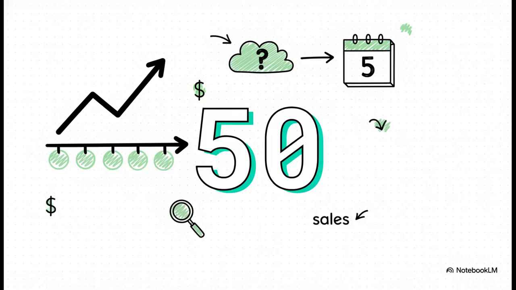It's 50. Y equals 0 plus 10 times 5, which gives us 50. Our model predicts that in the 5th month, we're going to have 50 sales. See how powerful that is? We just use data from the past to make a really specific guess about the future.